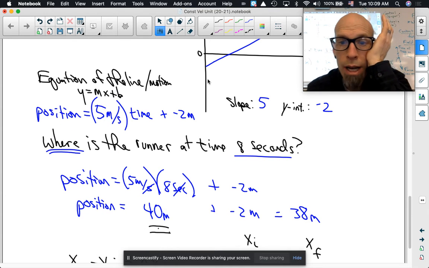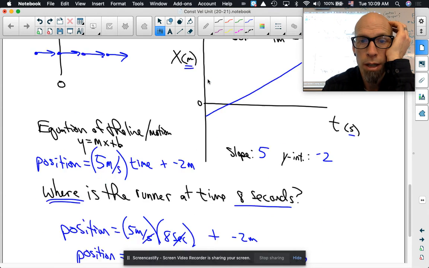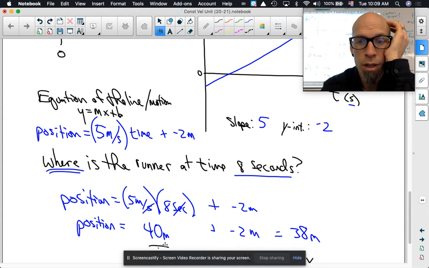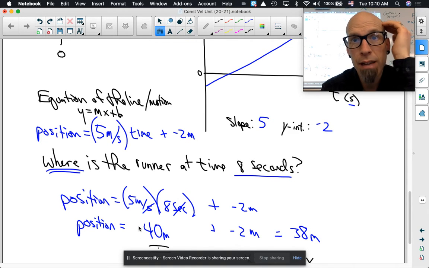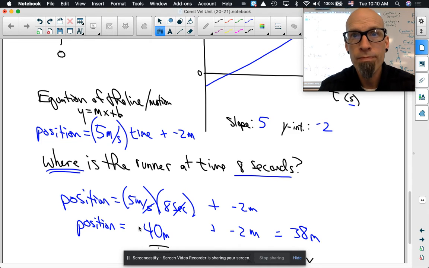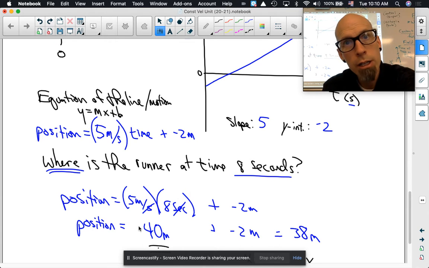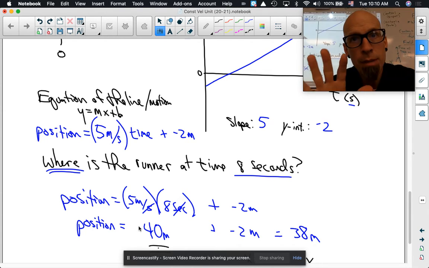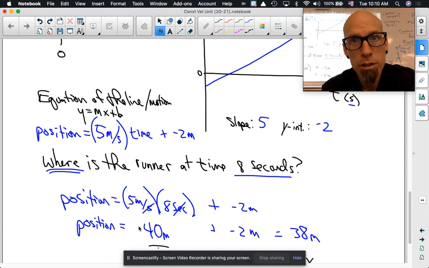Now, I will bring up something here to remind you that, in this case, 40 meters, we said, was how far the person actually went. How much their position changed was 40 meters, because they were traveling at 5 meters every second. 5 meters every second for 8 seconds, that's 40 meters total, right? 5, 10, 15, 20, 25, 30, 35, 40. So 8 seconds worth of 5 meters every second gives you 40 meters of position change.